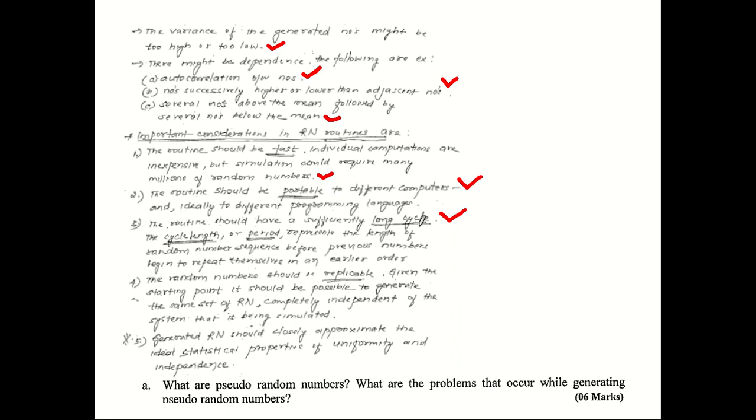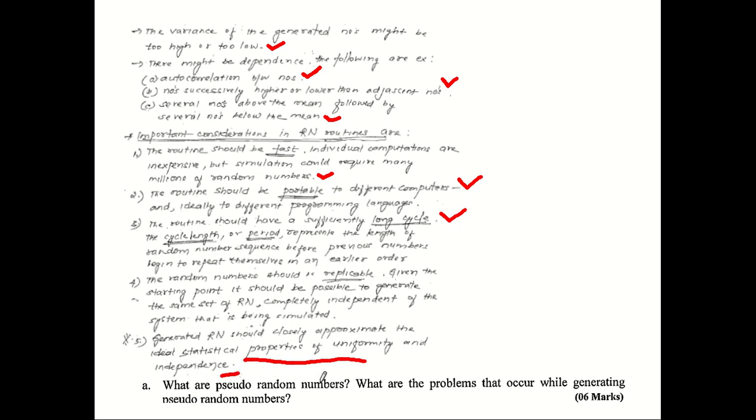Long cycle length. The random numbers should be replicable: given the starting point, it should be possible to generate the same set of random numbers, completely independent of the system that is being simulated. So it should be replicable. Okay. And the random number generator should closely approximate the statistical properties of uniformity and independence.